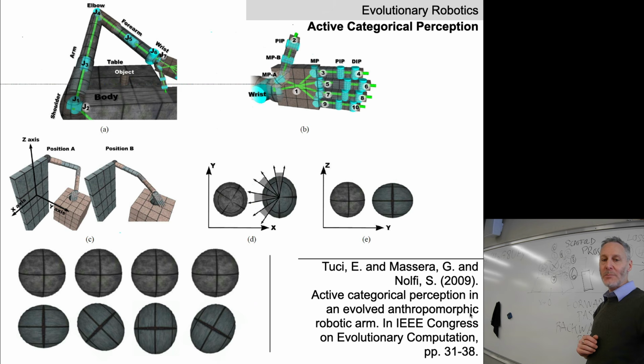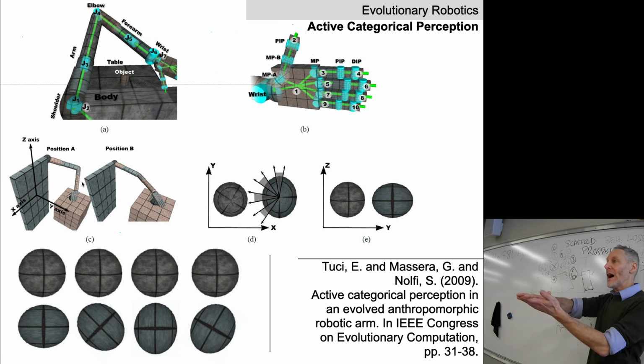Anthro meaning human, and pomorphic meaning in the shape of. So they built, in this case, a lot of human physiology into this robot, and they left some out, such as the fact that this robot is just an arm. Okay, so let's go through the task first. You can see the arm and the hand here.